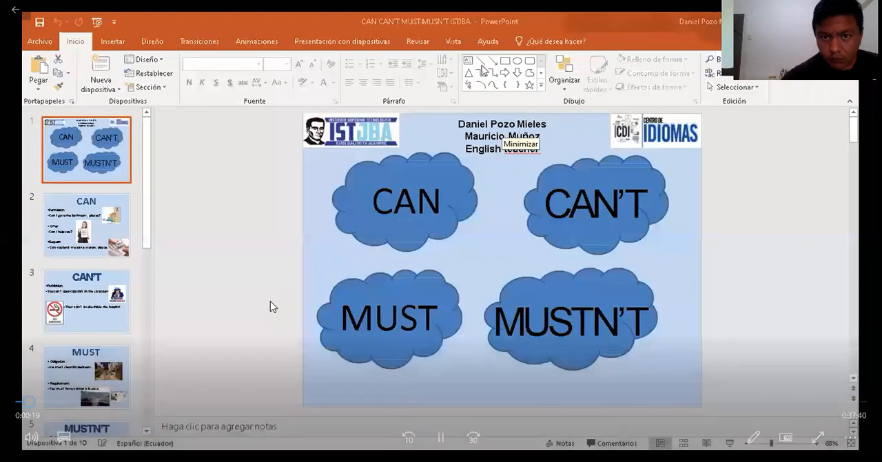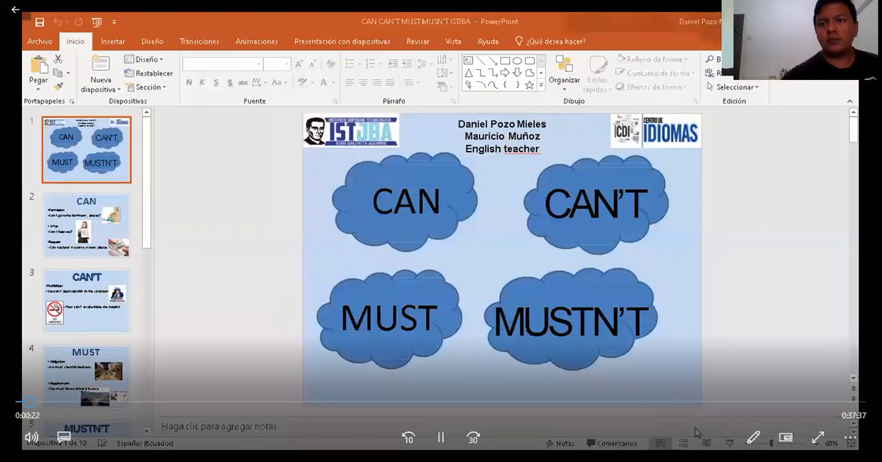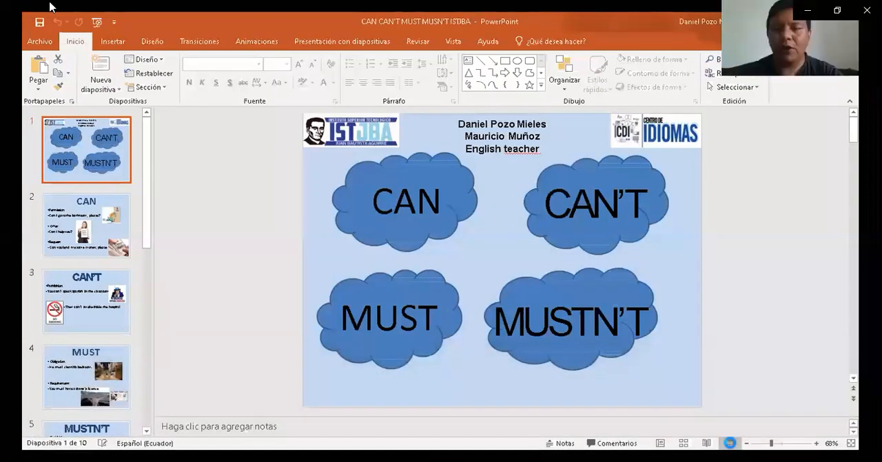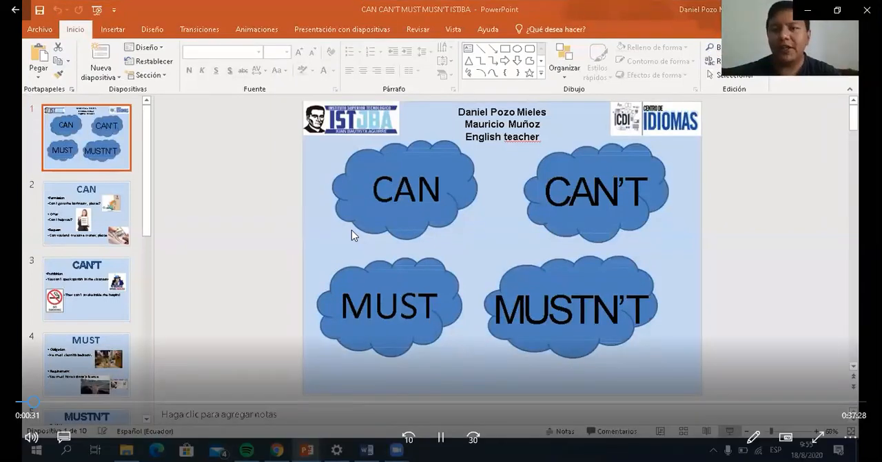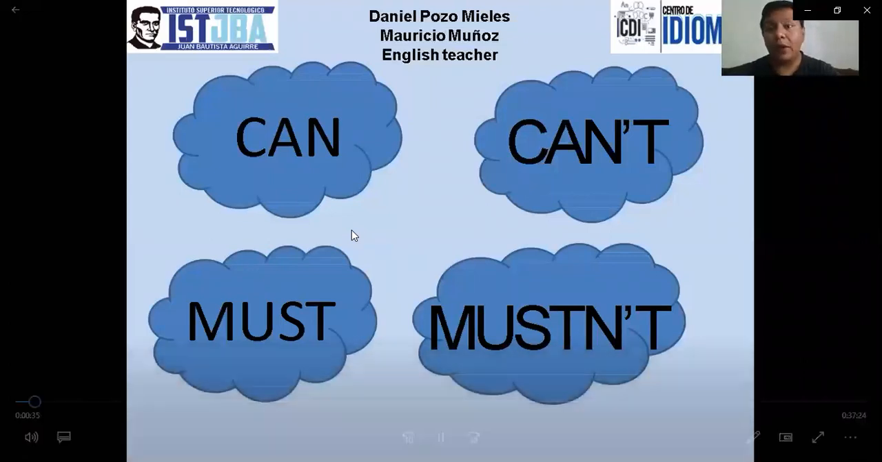Okay, students, at this moment, I am sharing my screen with you. We will continue emphasizing modal verbs usage. Remember, last week we were checking modal verbs in order to talk about probabilities in the future, in the present, and in the past. And remember the differences between the structures that we use, okay?